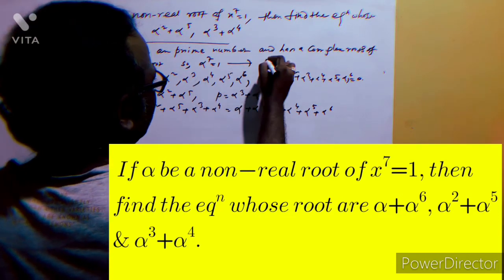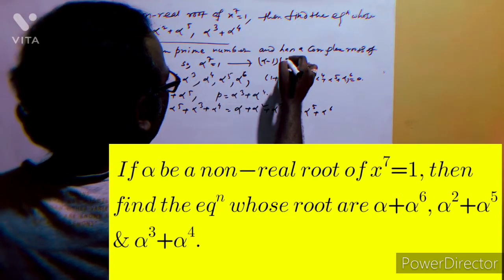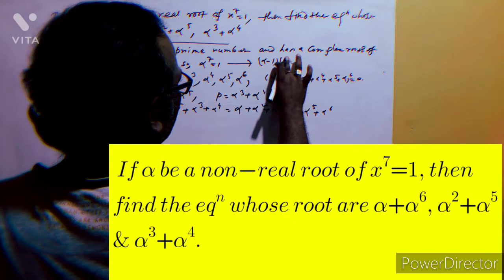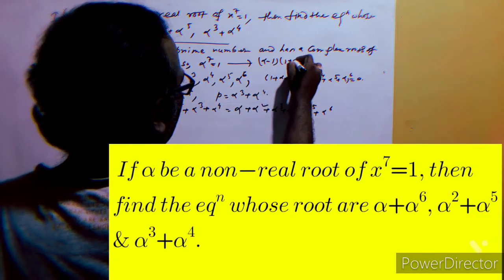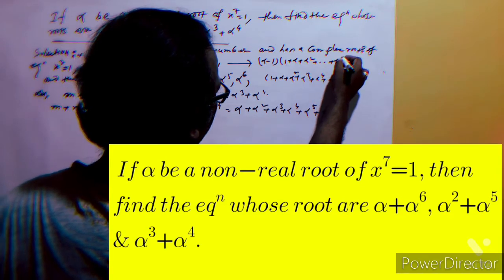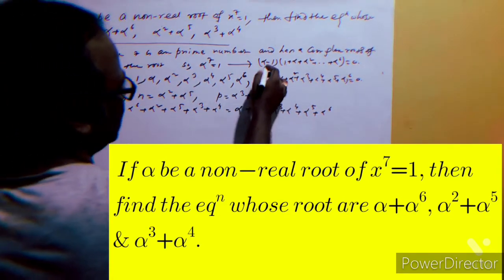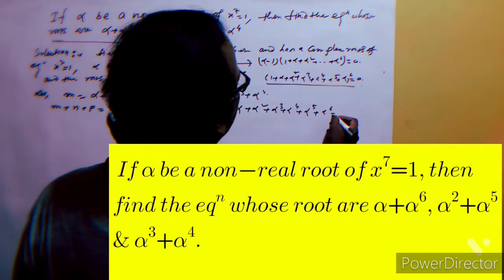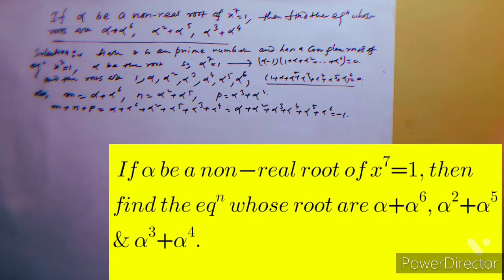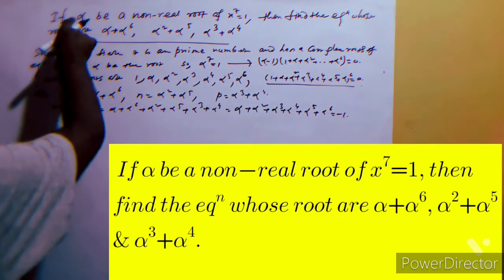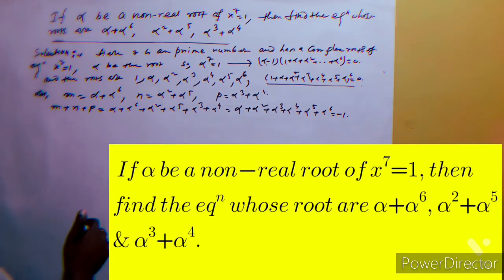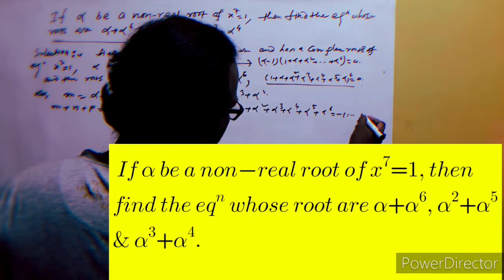If we factorize this, we get alpha minus 1 times the equation 1 plus alpha plus alpha square and so on up to alpha to the power 6 equal to 0. Either this is equal to 0 or this is equal to 0. Alpha minus 1 cannot be accepted, since it is given that alpha is a complex root, so the other part is 0. From that we can write m plus n plus p equal to minus 1. This is case number 1.